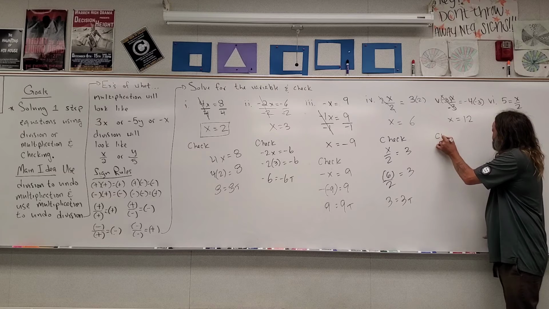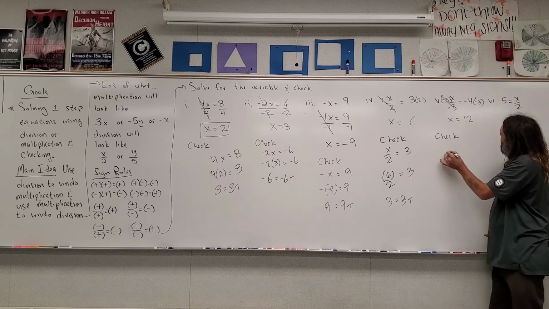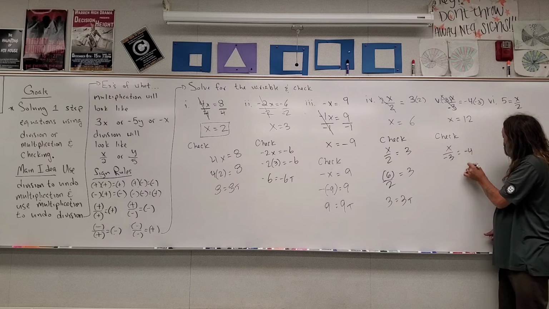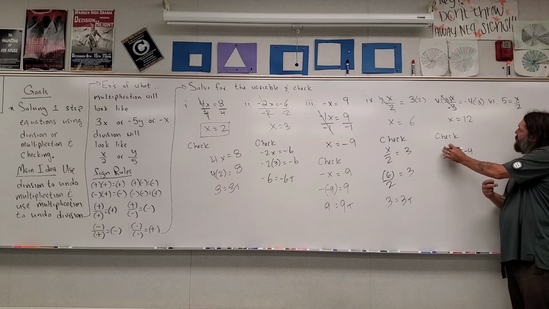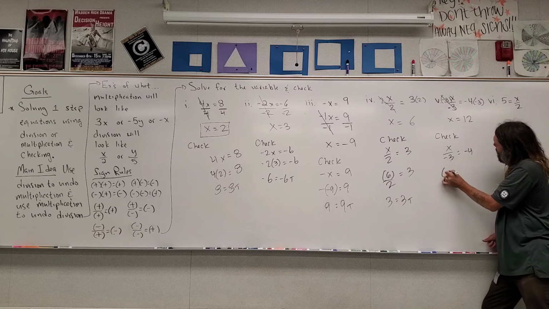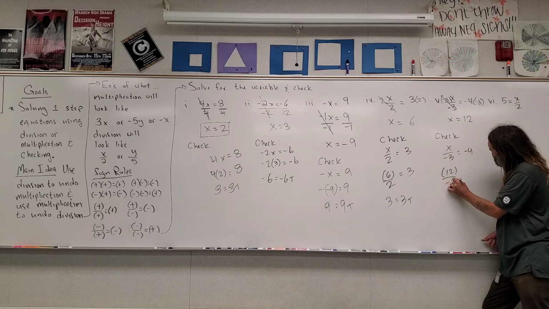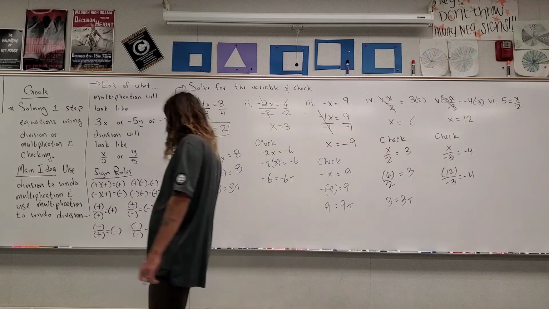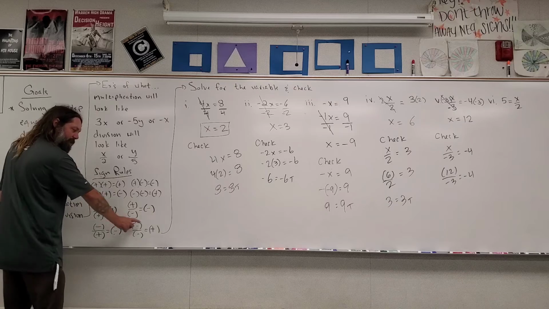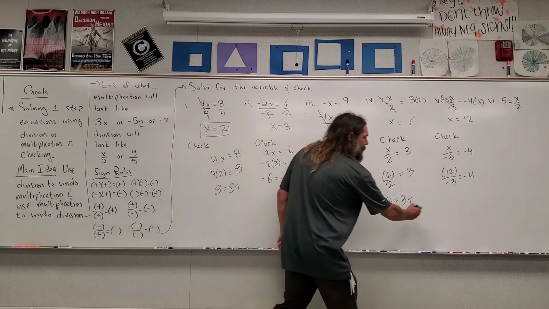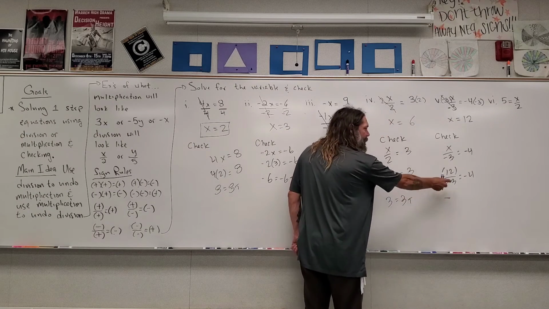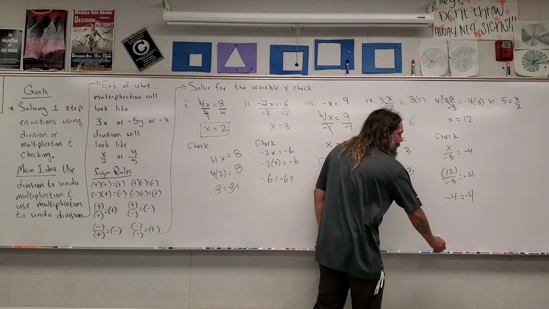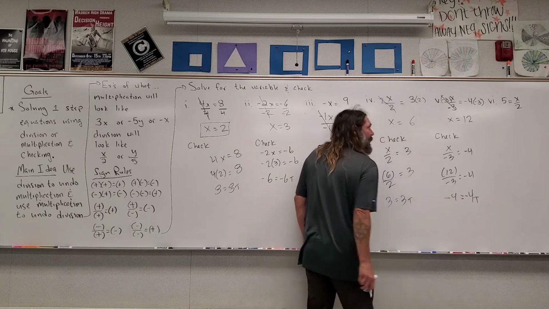And again, I always check in the original problem. And my original problem was x divided by -3, and that was equal to -4. Again, everywhere I have the x, I'll replace it with this value. And I have a positive being divided by a negative, so I know my answer will be negative, so this is going to become negative. -3 goes into 12, -4 times, and -4 equals -4, and again, that is true.